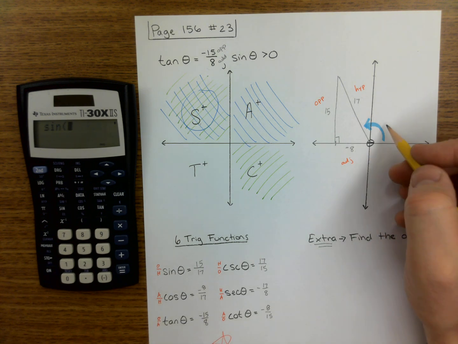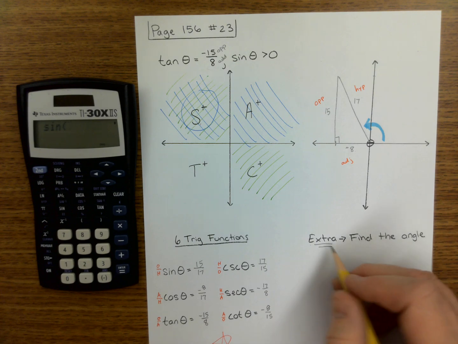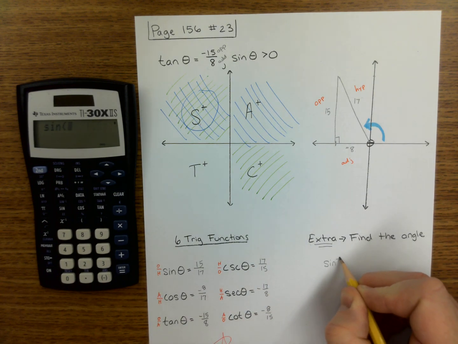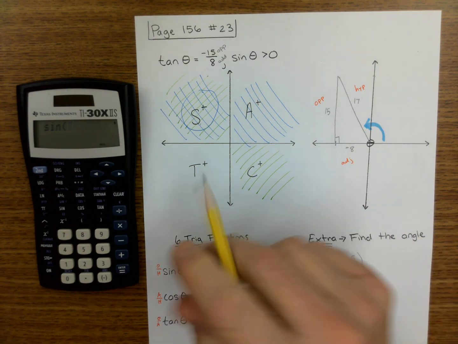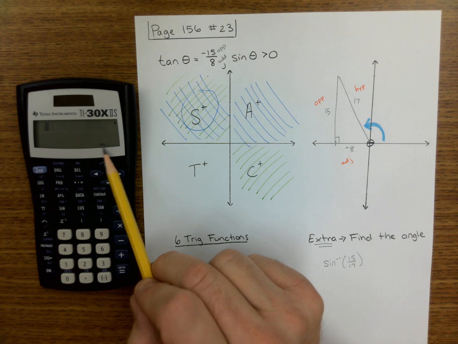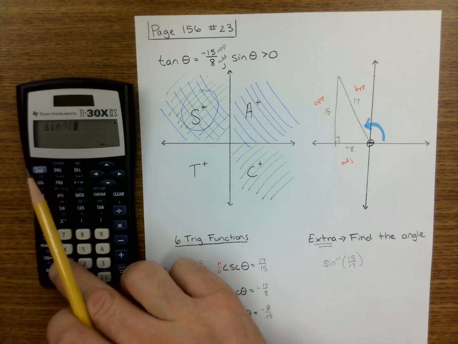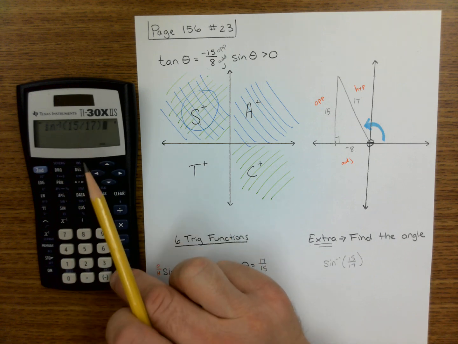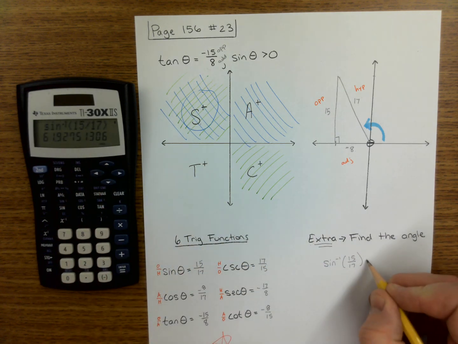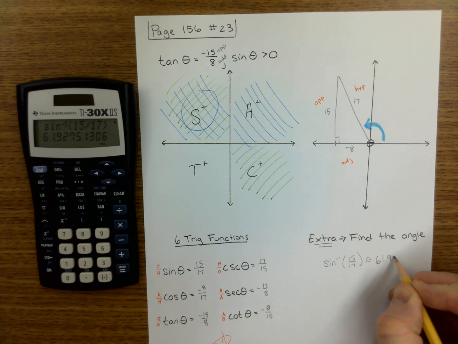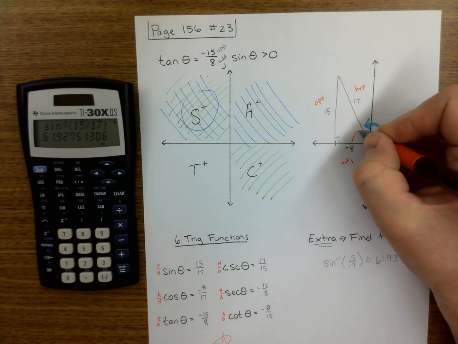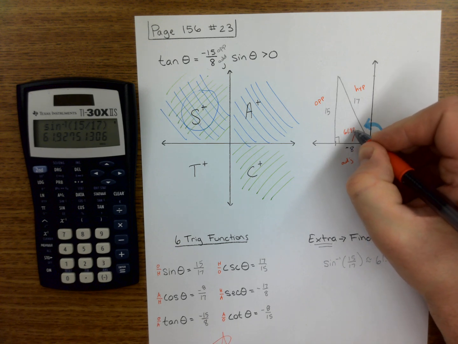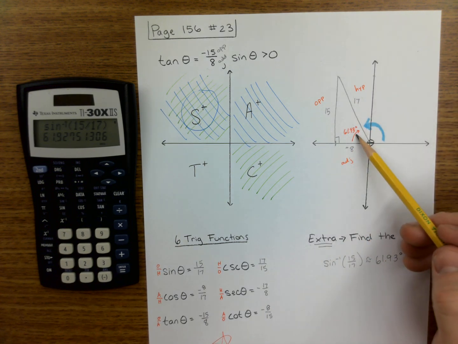Just for fun, let's go ahead and figure out what this angle is. We know it's past 90, so you can start with any trig function. I'm just going to do inverse sine here, of 15 17ths. And go ahead and do this on your calculator. Make sure your calculator's in degrees. Hit the inverse sine function and put in 15 over 17, close the parentheses, and we come up with an angle of about 61.93 degrees. Well, obviously that can't be right. So what is that telling us? Well, that's telling us the reference angle. That's telling us that this right here is 61.93.